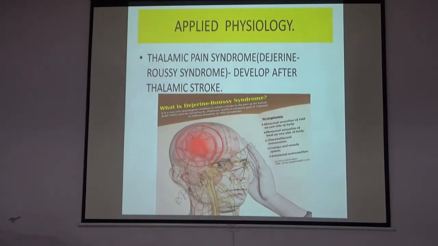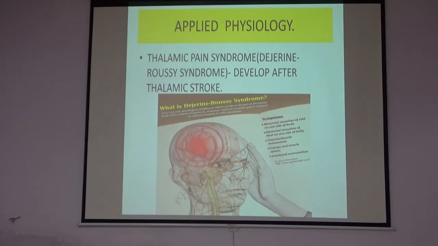What happens here? The symptoms are abnormal sensation of cold on one side of the body, abnormal sensation of heat on one side of the body. There are choreoathetoid movements, cramps and muscular spasms, and emotional overreactions. Why is all this happening? Because light touch, tactile discrimination and localization are lost, but crude touch and pressure etc. can be felt. Astereognosis and sensory ataxia are present.